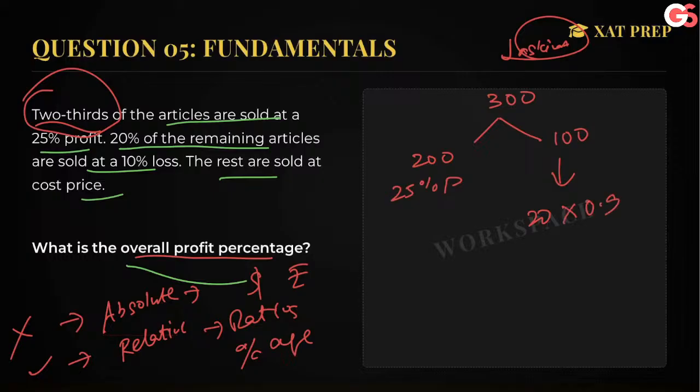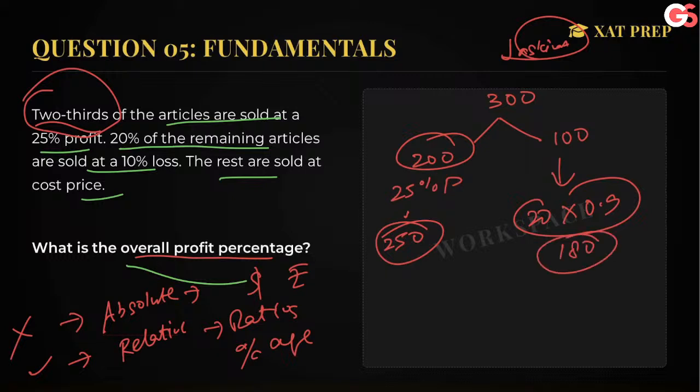Rest are sold at cost price. So how many are remaining? 200 गए 25% की प्रॉफिट पे, मतलब इनको 200 का 25% इज हाउ मच? 50. 250 में बेचा गया इसको, इसको बेचा गया 180 में, राइट? And what is remaining? 200 gone here, 100 gone here, 20 gone here, 80 are remaining. These 80 are sold at the cost price, which is 80 only. So overall, 250 plus 180 becomes 430, plus 80 is 510.